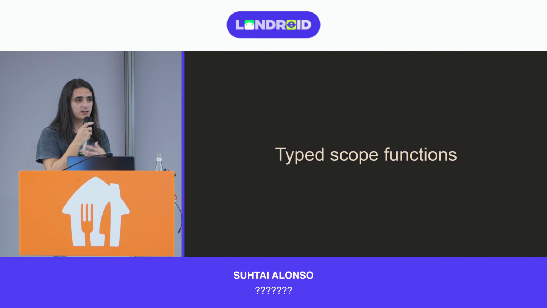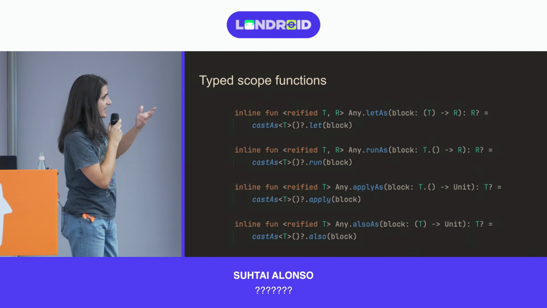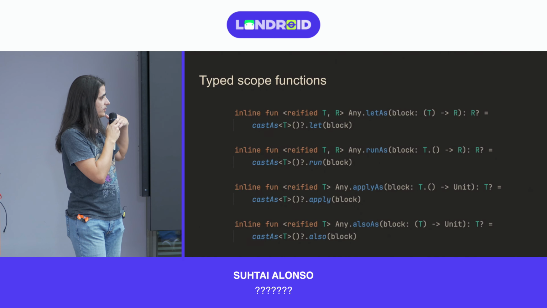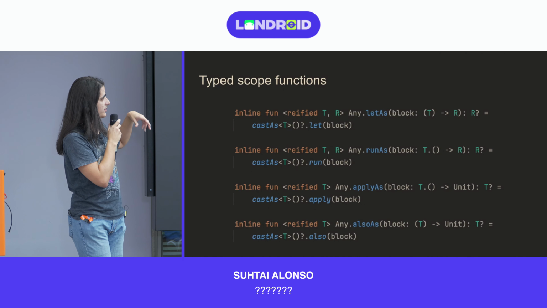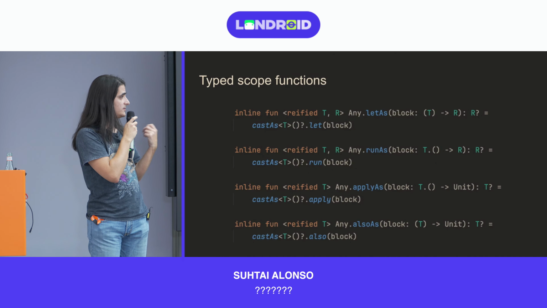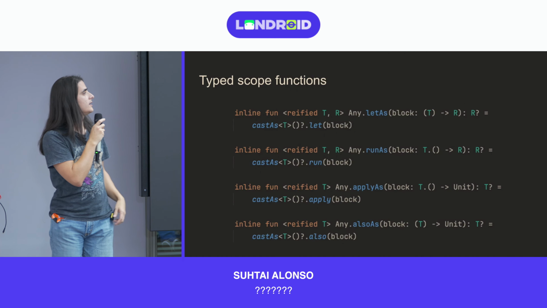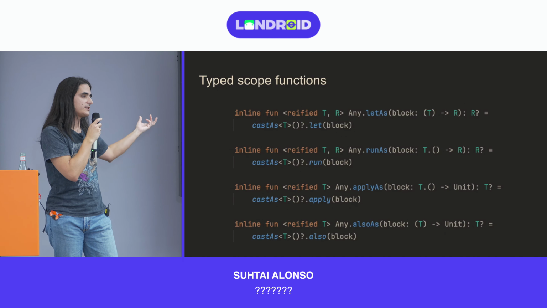Similar to the casters, we can do things like this. We can do let as, and what it's going to do is automatically do the check, run the code, and then return the transformation of T to R, potentially, if it's of that type.